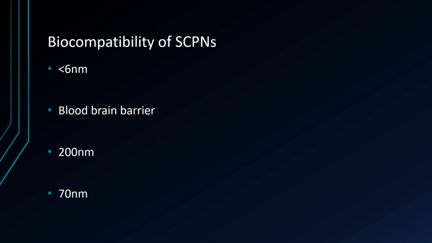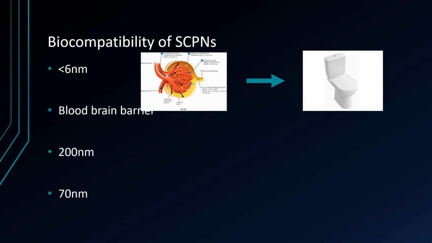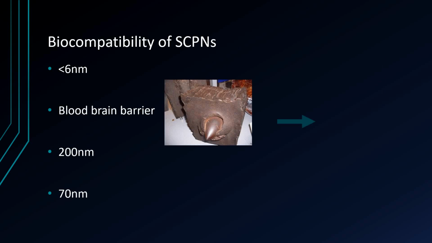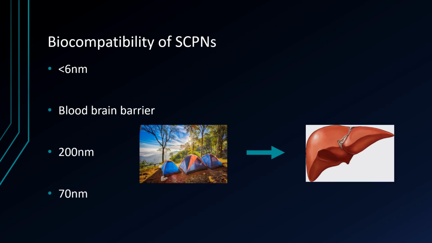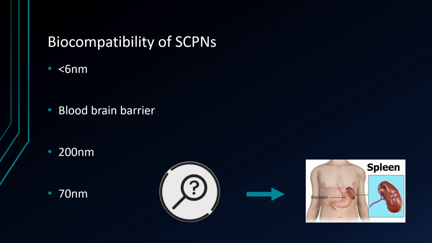The thickness of the SCPNs plays a great role in the distribution of the particles in the body. SCPNs smaller than 6 nanometer are generally filtered out by the kidneys. This makes these particles very biocompatible but limits their time in the body. If you want the particles to penetrate the blood-brain barrier, they can't be much larger than 15 nanometer. Nanoparticles smaller than 200 nanometer like to camp in the liver, but particles smaller than 70 nanometer are mainly found in the spleen. The long-term effects of these particles accumulating in these organs is not yet known, but it is most likely.